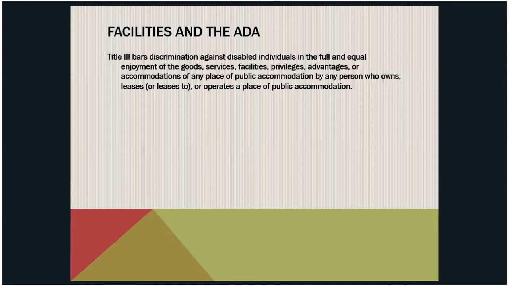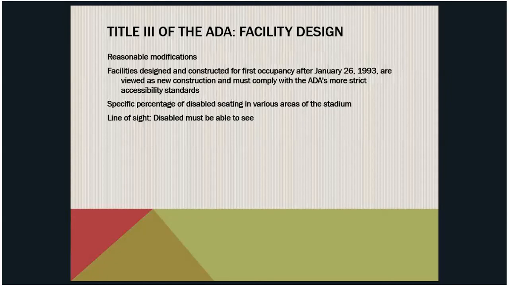We need to design the facility with reasonable modifications, making sure the facility is designed with their safety in mind. We need to have percentages of disabled seating in various areas around the stadium, not just in one section, but perhaps behind home plate, on the 50-yard line, in different areas, so that people can enjoy our facility from all different areas and with good line of sight, making sure that things are enjoyable for everyone.